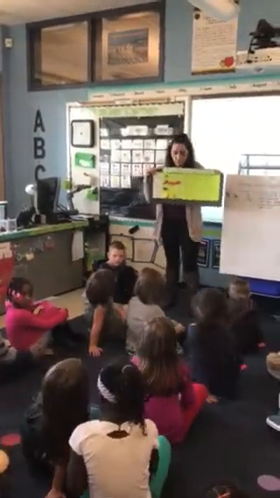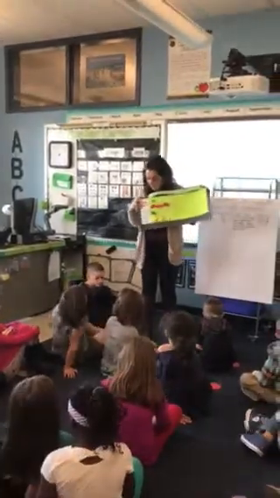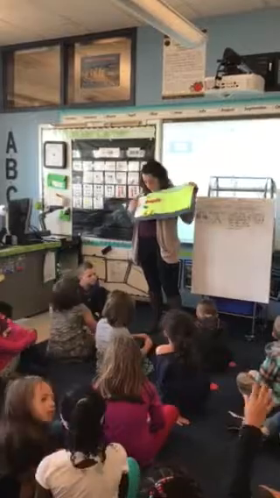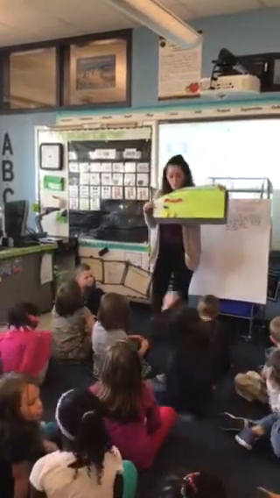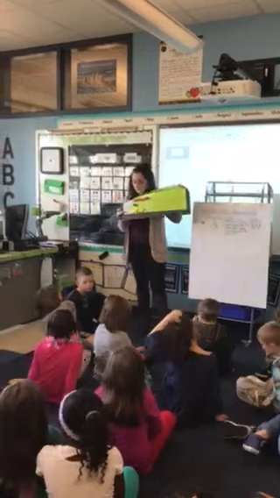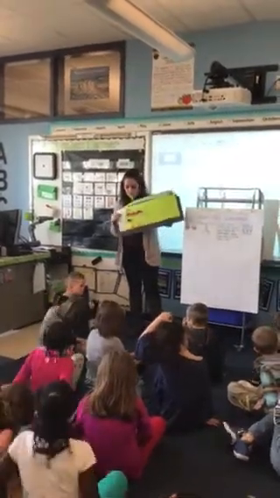Hayden said there's one triangle. Do we have one triangle? Yes. He says we have 3 trapezoids. Do we have 3 trapezoids? Yes. Then he says we have 1 rhombus. Do we have 1 rhombus? And then he says we have 2 hexagons. Do we have 2 hexagons?